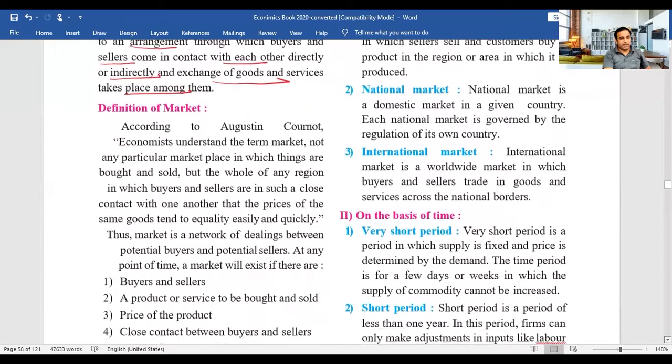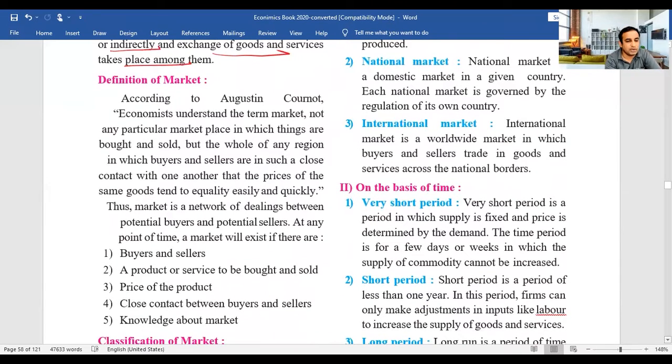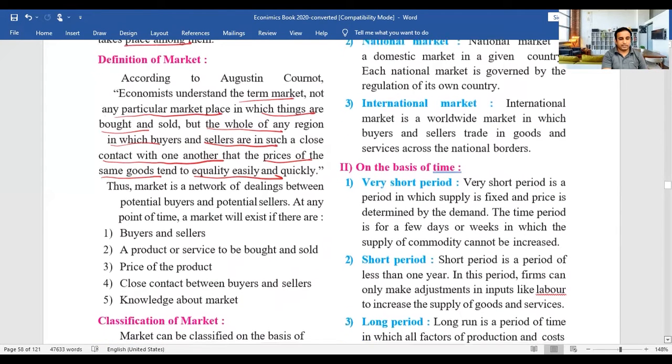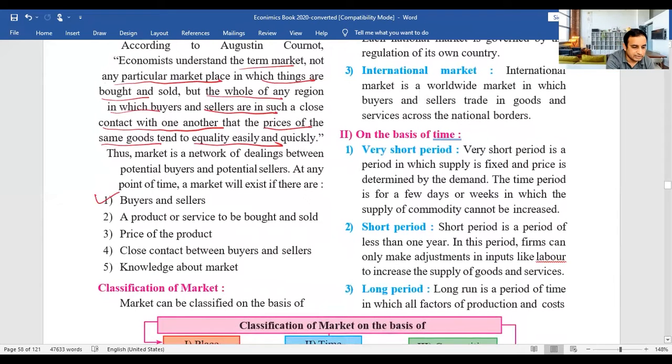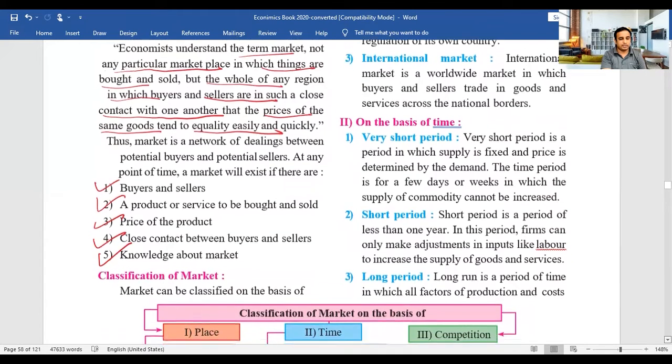So the definition of market says that according to Augustin Cournot, economists understand the term market not as any particular marketplace in which things are bought and sold, but the whole of any region in which buyers and sellers are in such a close contact with one another that prices of the same goods tend to be equal quickly and easily. So in short, market is an arrangement where there are buyers and sellers, product or service, price of the product, close contact between buyers and sellers, and knowledge about the market.